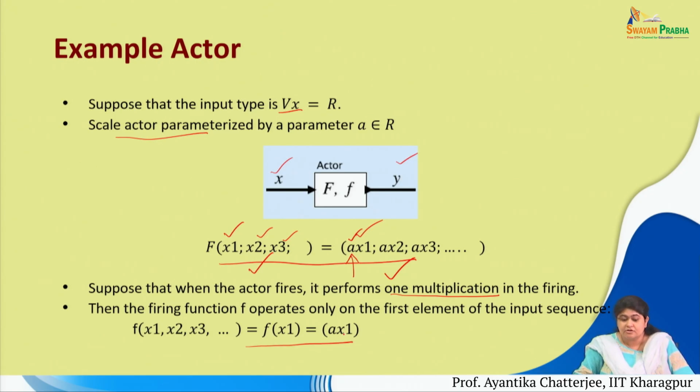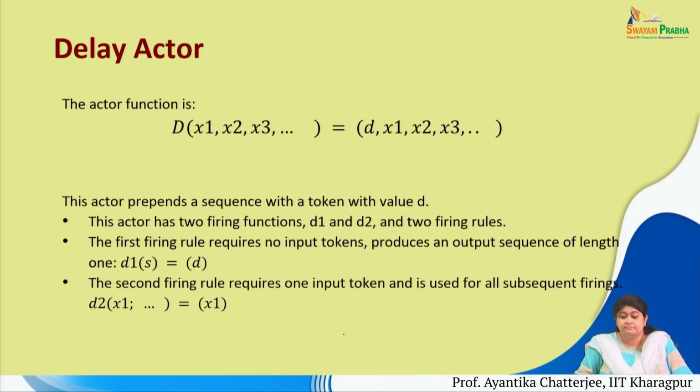Okay. Another example actor that may be quite useful later on is the delay actor. This is nothing but adding some delay to a particular input sequence. Let us consider this is the input sequence x1, x2, x3, a concatenation of a few tokens, and the output of this delay actor will be adding this delay parameter d to this input sequence.